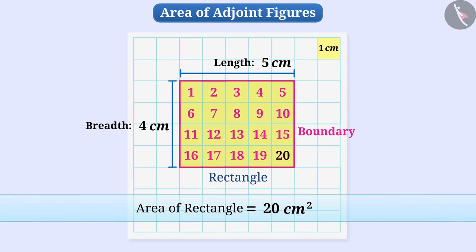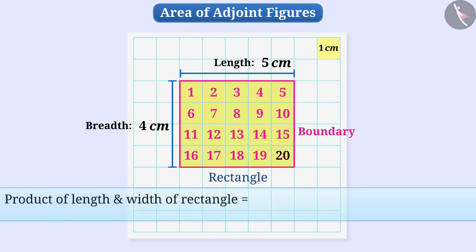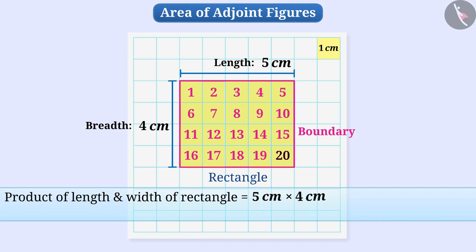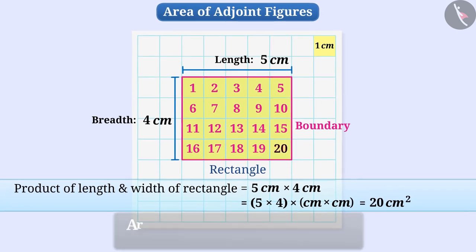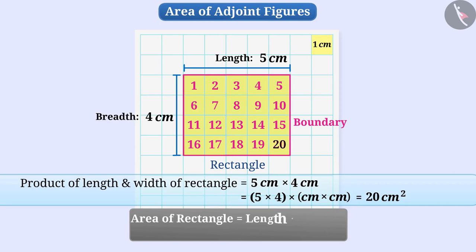But if we observe the figure, we find that the product of length and width of the rectangle, 5 cm multiplied by 4 cm, is equal to 5 multiplied by 4 multiplied by centimeter multiplied by centimeter, which is equal to 20 square centimeter. Considering both conditions, we can say that the area of a rectangle is length multiplied by breadth. If we represent the length with L and breadth with B, then the area of rectangle A will be L multiplied by B.